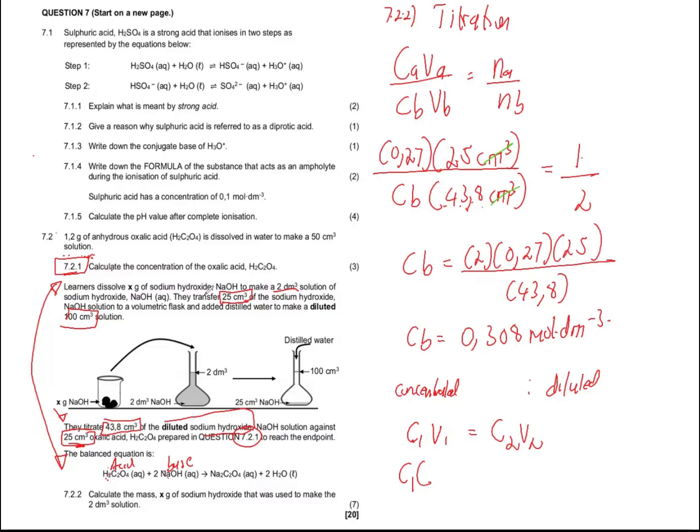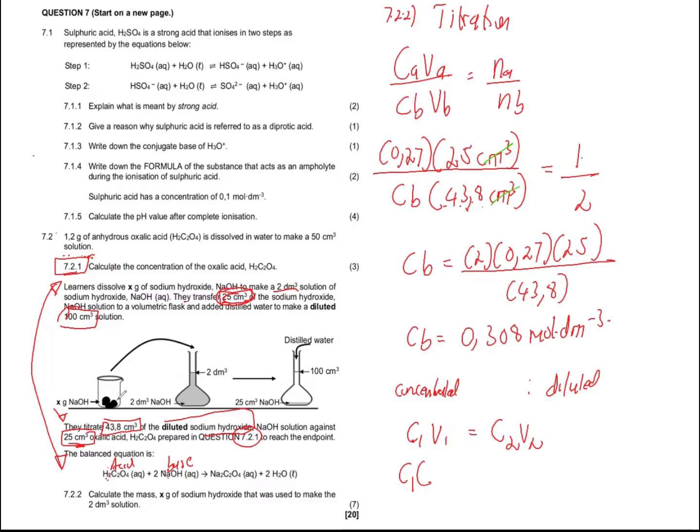So they said, here it is. They transferred 25 cm³ of the sodium hydroxide. They transferred 25 cm³, which was when it was still what? Concentrated. And then to a volumetric flask and added distilled water to make a diluted 100 cm³. So they diluted it with 100 cm³ of water, of distilled water. But then it was only 25 cm³ when it was still concentrated.